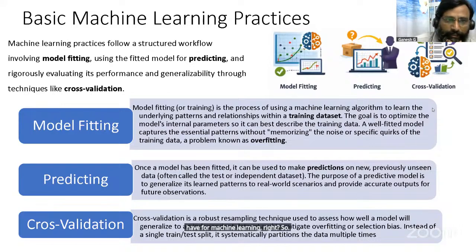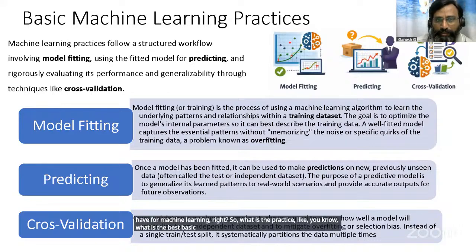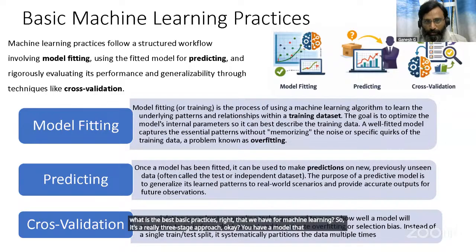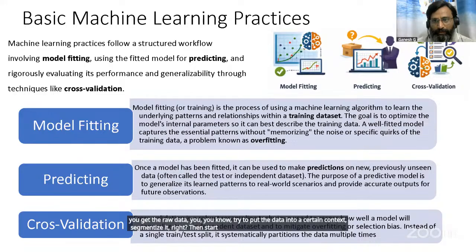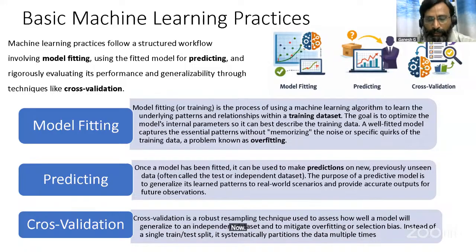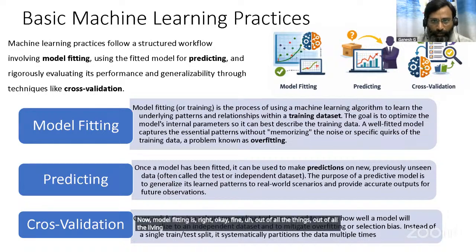So what are the basic best practices that we have for machine learning? It's really a three-stage approach. You have model fitting, which you typically apply where you get the raw data, put the data into a certain context, segmentize it, then start predicting on the data and then cross-validate. Just for example, let's say you have a list of animals out there. Now model fitting is, okay, fine, out of all the living beings or whatever it is, you start fitting into the model, which is animal.